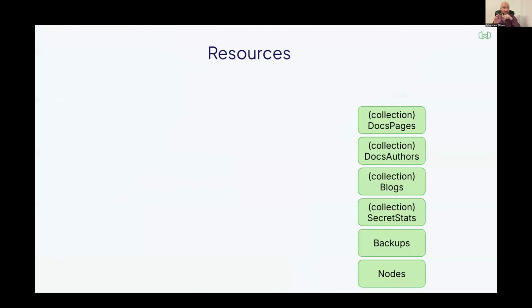The idea behind it is that in your database, you have various resources, right? Of which probably the most valuable one will be your data collections. So maybe in my case, I have some docs pages, docs authors, blogs, secret stats, but you also have other types of services, where maybe you want to run backups and you want to be able to manage that. There's all sorts of node information around your clusters, etc. You could access this information. So far, what we've done is that you would have access to everything, right?